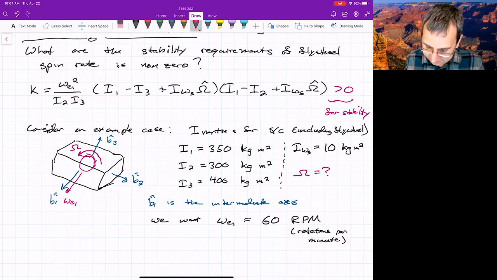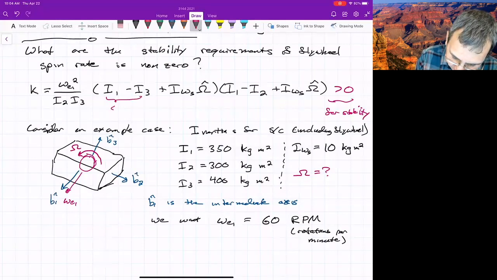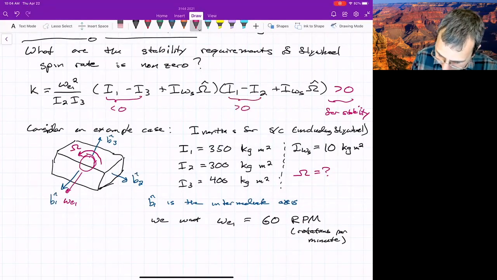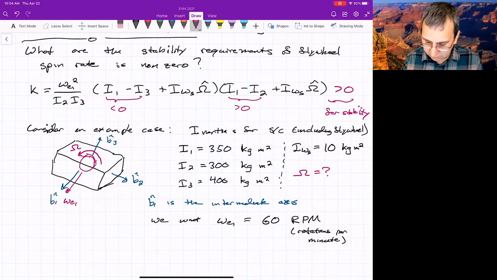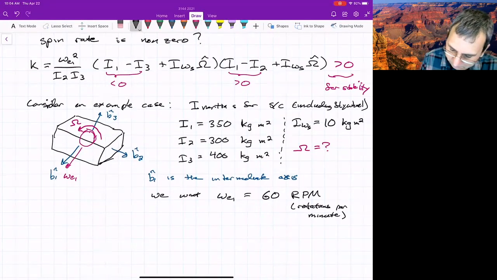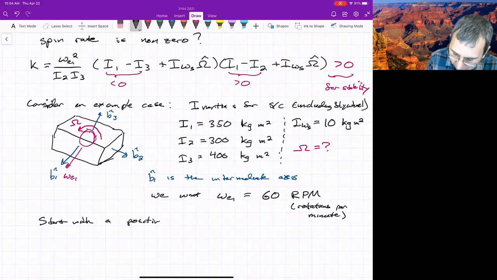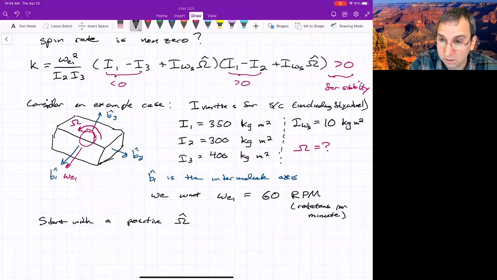In this case, I1 minus I3 is negative, so this is actually negative. I1 minus I2 is positive. Okay, how do we pick this? Let's start with a positive omega hat. This might not be the only one, but it's going to be 1, I would hope. If we have a positive omega hat, then what do we need?